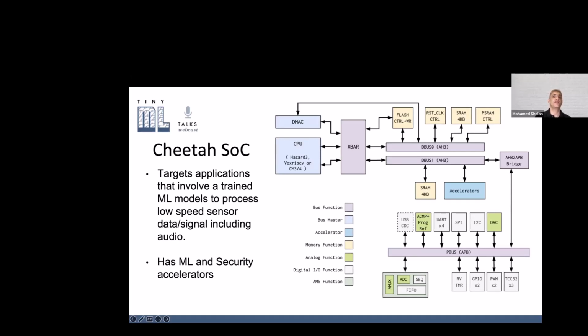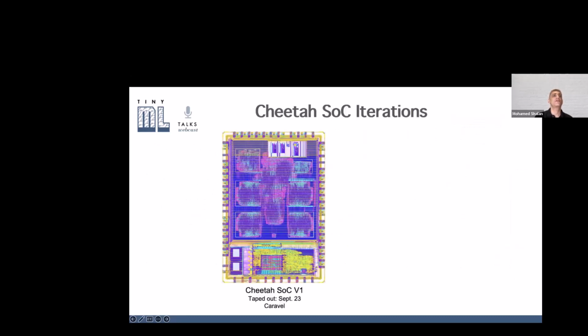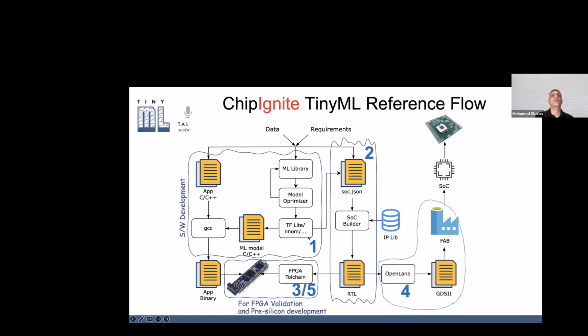And in the reference flow that I showed in the previous slides, like here, we're using something called NNOM with Keras for the model development. We created accelerators to accelerate the operators and the layers in NNOM. And the SOC builder will take only the needed accelerators that match the model that was created as part of this flow.